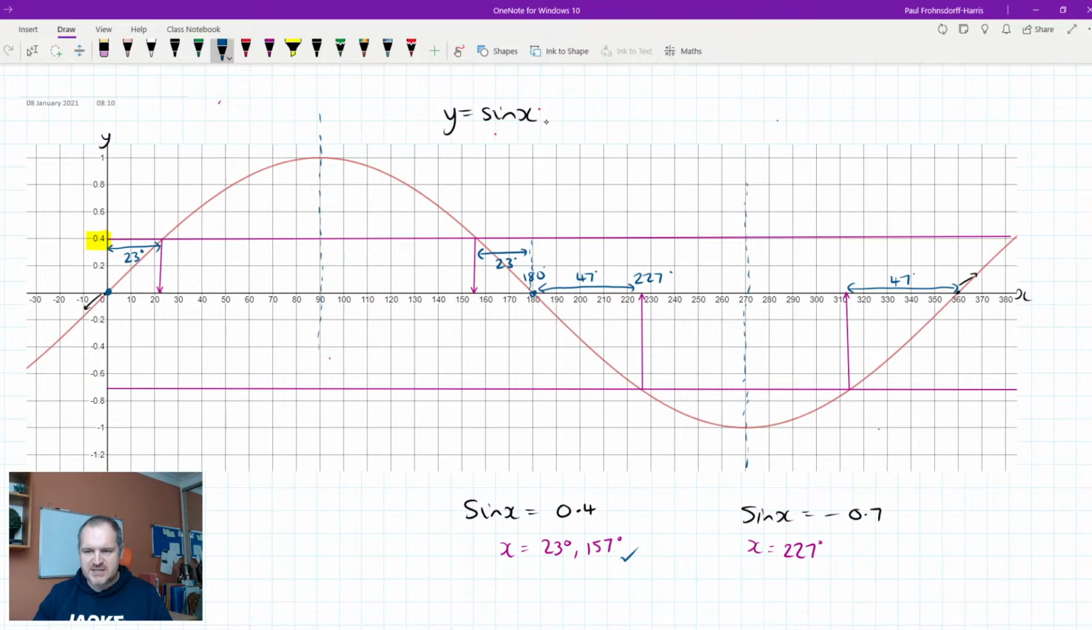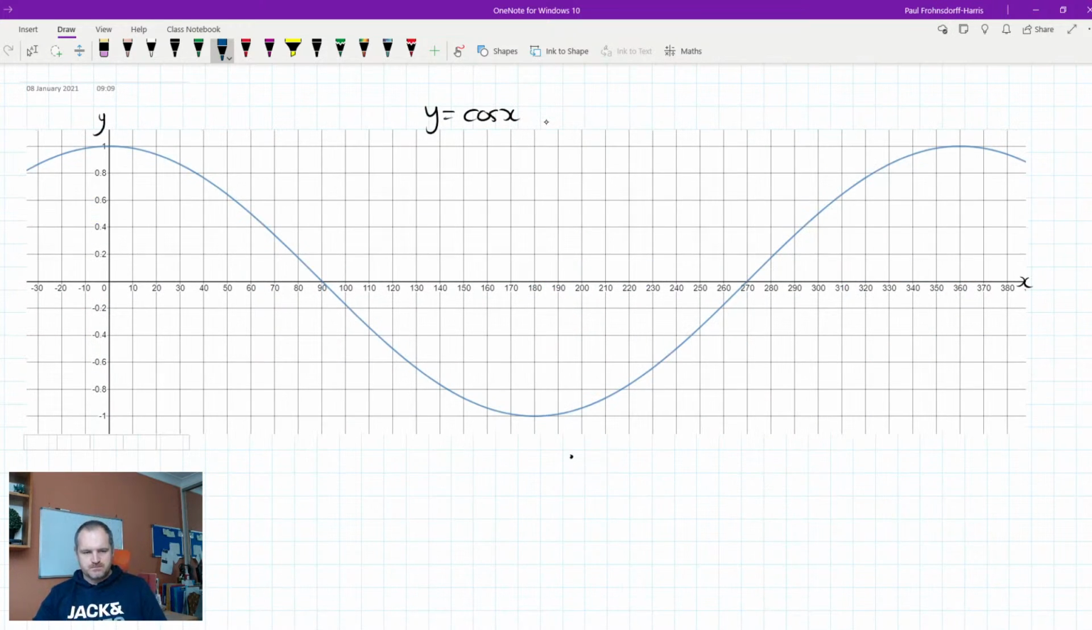So if I do 360 take 47, I think its partner in crime is going to be 313 degrees, because it's going to be friends with each other. So that's how you would find the pairs of answers, the pairs of results that go together for the sine x. We can do exactly the same with cosine x.